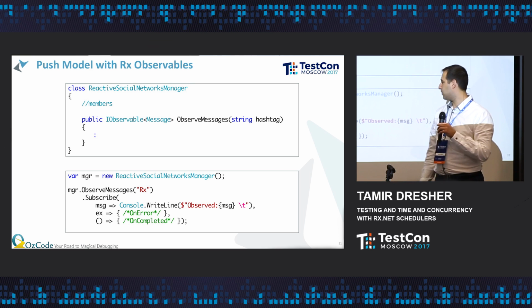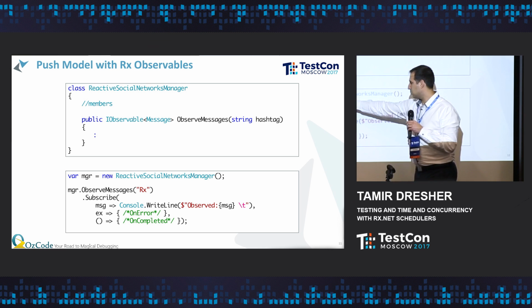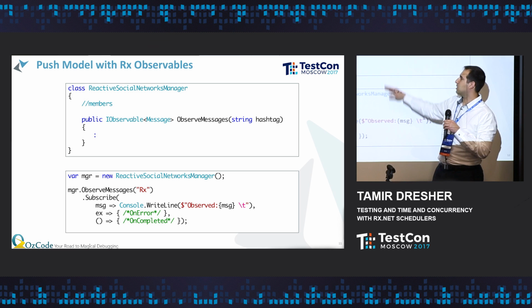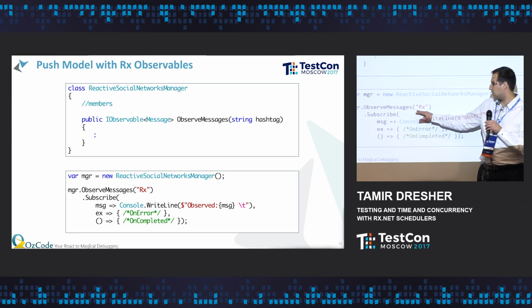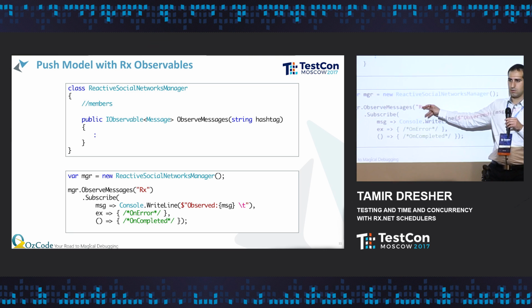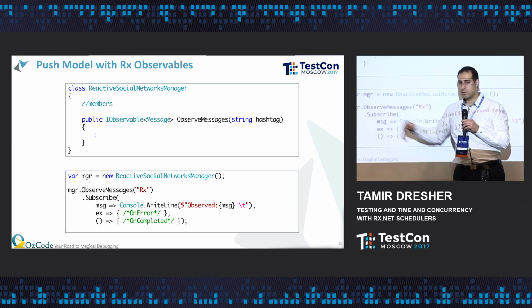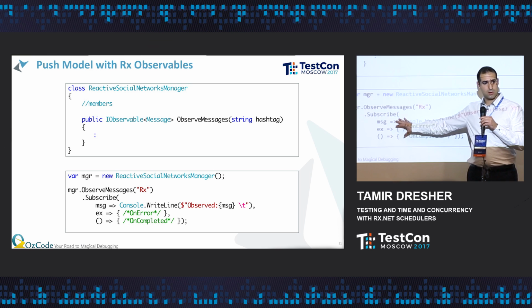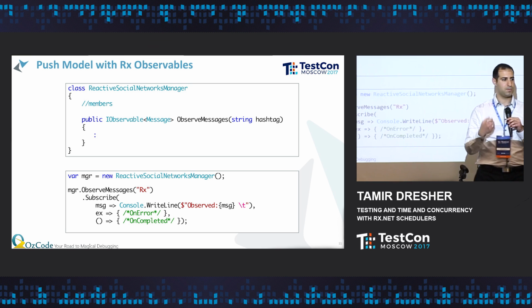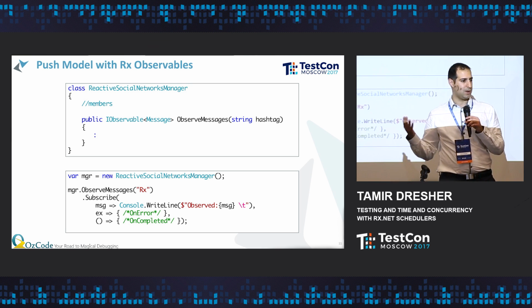In the application itself, I can create my reactive social network manager. This is the class with the method. And now I can call the method ObserveMessages, passing the value, let's say RX. And I subscribe to the observable. And this Subscribe overload, this method, is what I got from the reactive extension package, from the System.Reactive library.